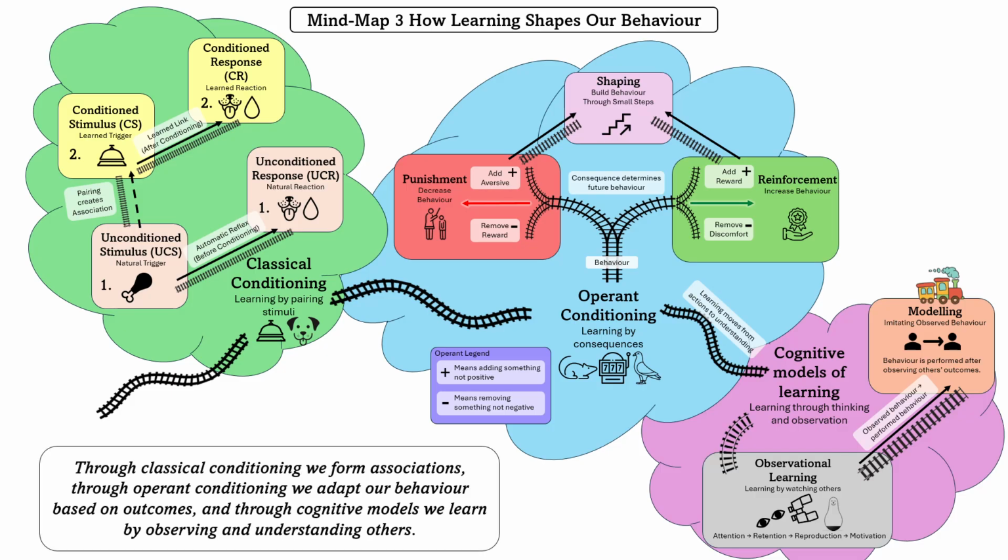Thanks for joining me on this journey. Through classical conditioning, we learn by association. Through operant conditioning, we learn by consequences. And through cognitive models, we learn by observing and understanding others. Together, these systems shape how we act, adapt, and grow, one experience at a time.